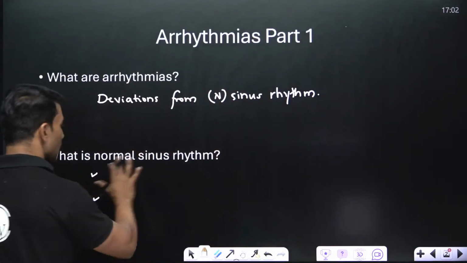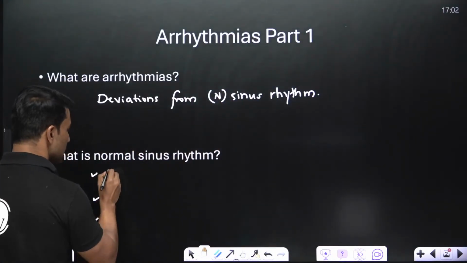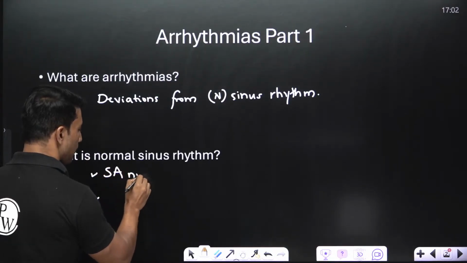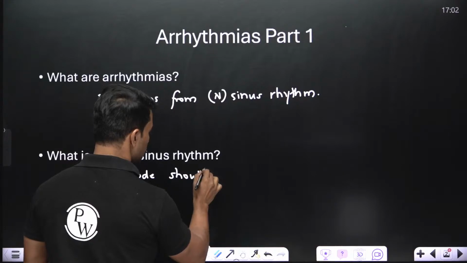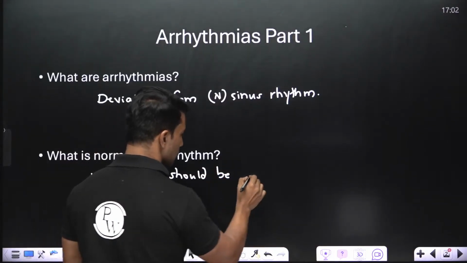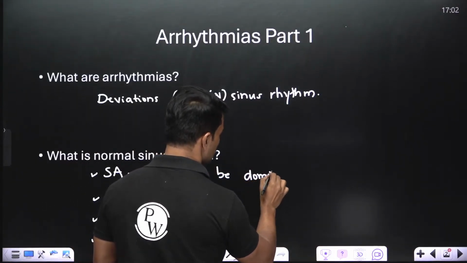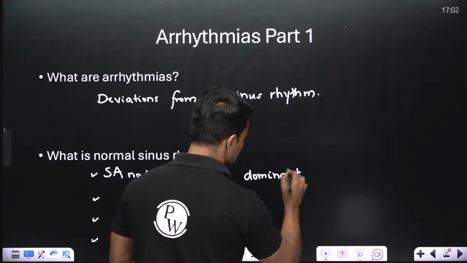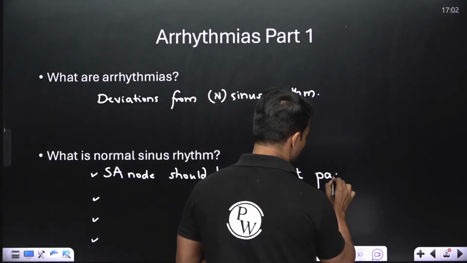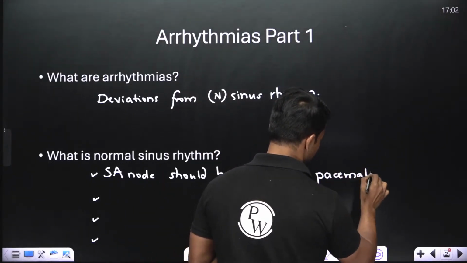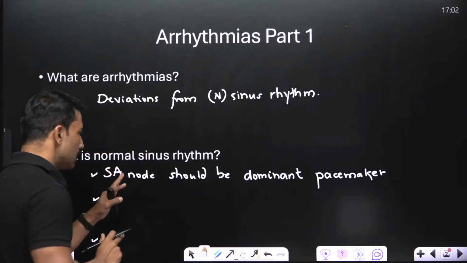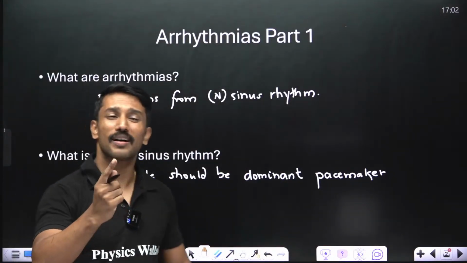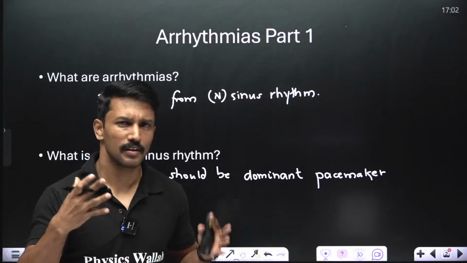Why will I not call it normal sinus rhythm? To call it normal sinus rhythm, the first thing I need is that the SA node should be the dominant pacemaker. Okay, so in the example I gave where I'm meditating and my heart rate is low, still the SA node is the dominant pacemaker. I don't have any AV blocks or anything. So of course, this first criterion is met.